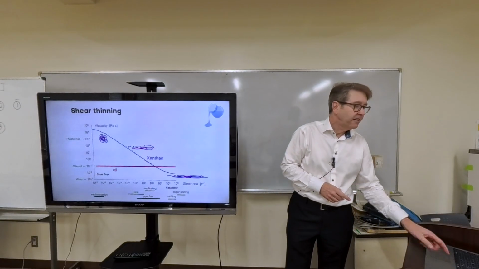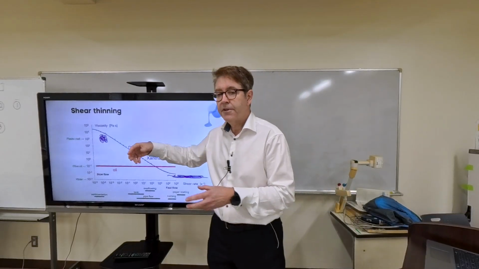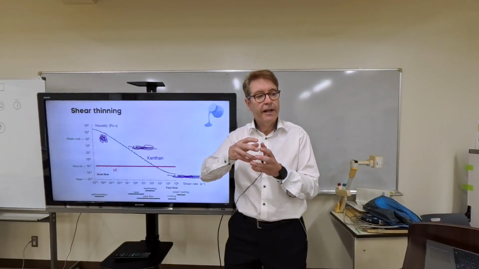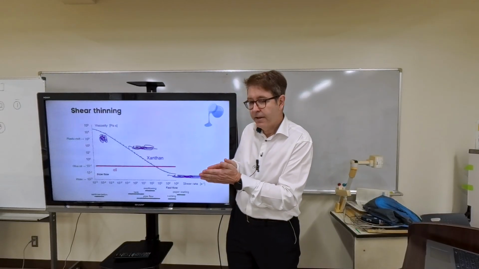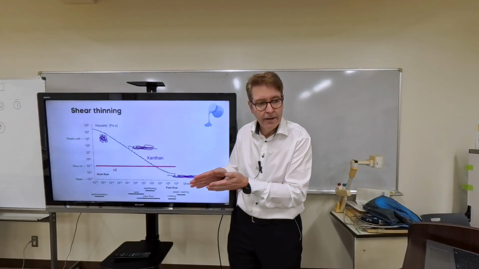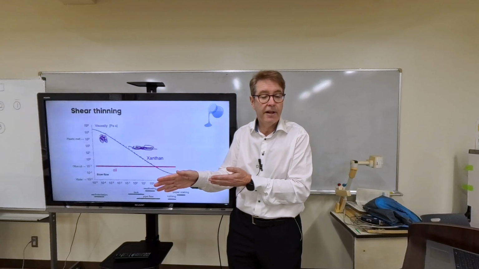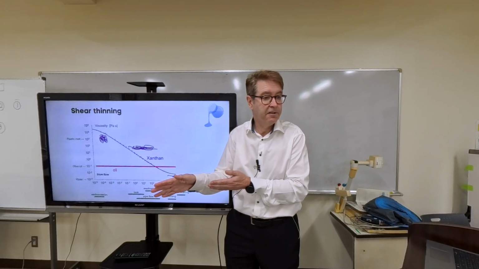And the reason is this, that you have a polymer which is a long molecule. It's coiled up when it's at rest. When you force it in the flow, it will extend, and then it will align, and then will take up less space and make less resistance.